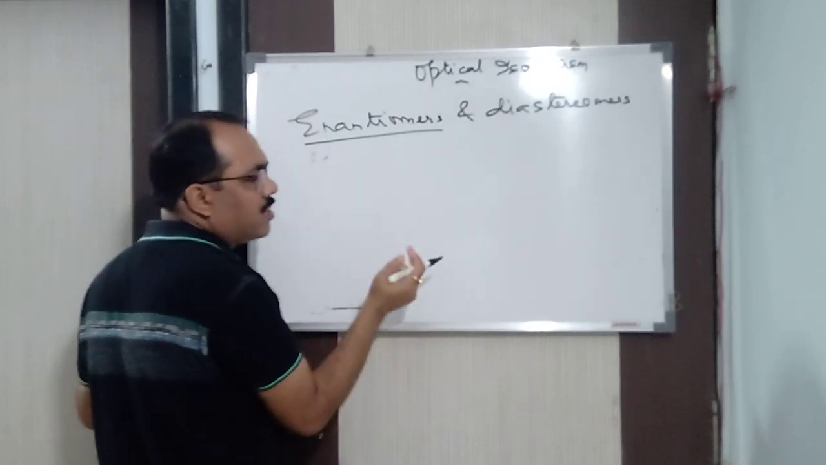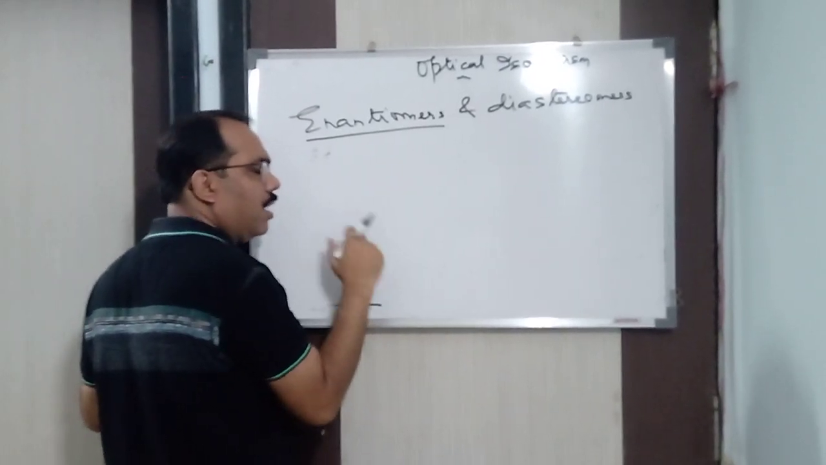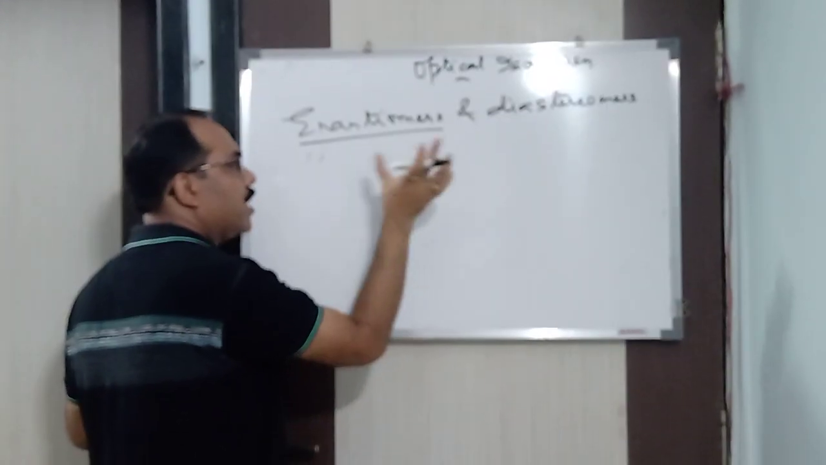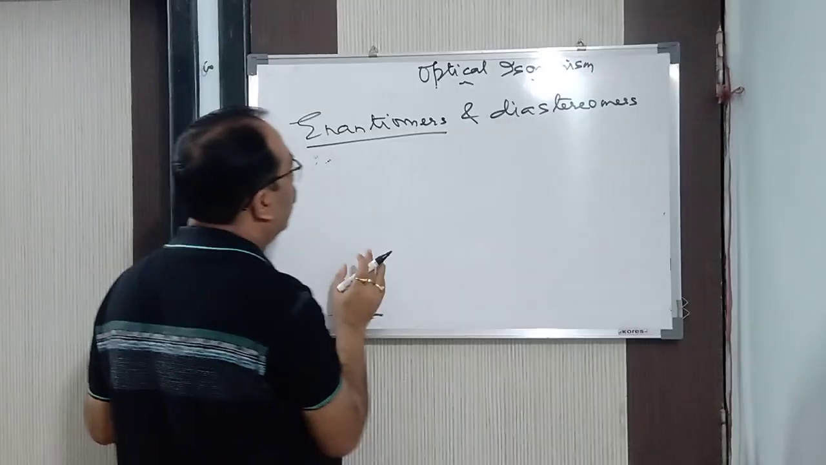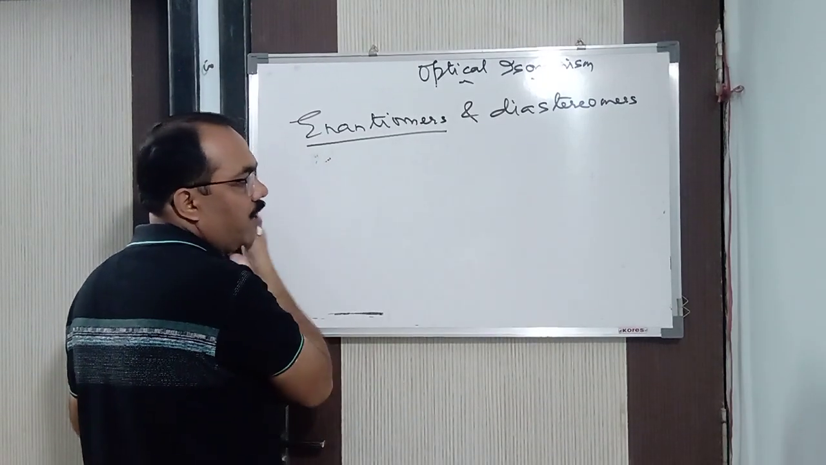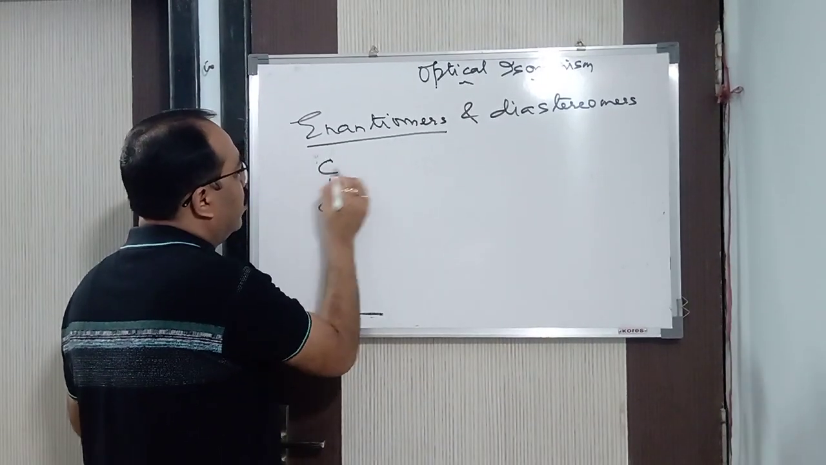More of it you can see in my notes that I gave you in class 11 when I was teaching you. In that I have given you the difference between enantiomers and diastereomers, and told you a lot about it. But still, here I will show you how it is a mirror image and how we don't have a mirror image. Let us take an example.